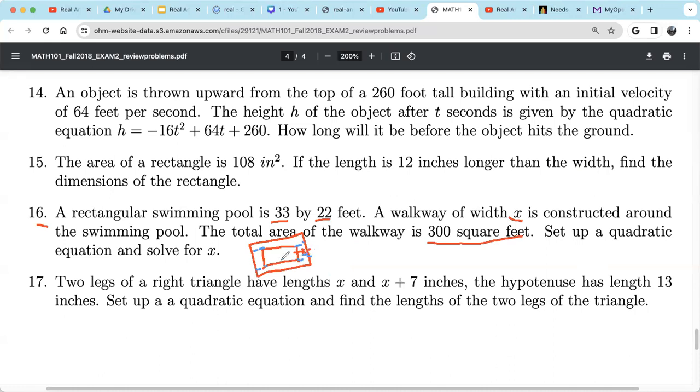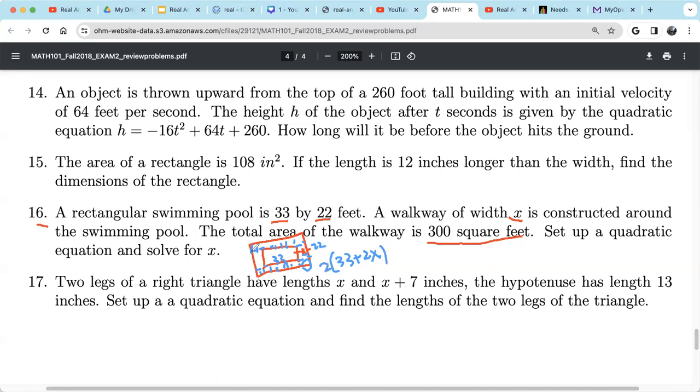We know inside the pool, the width is 22 by 33. So this is 33, on the side is 22. And we want to find the area of this. The length is 33 plus 2x, right? Because on this side we have x, and on this side we have x. You see the top is the same as the bottom, so we have 2 of this.